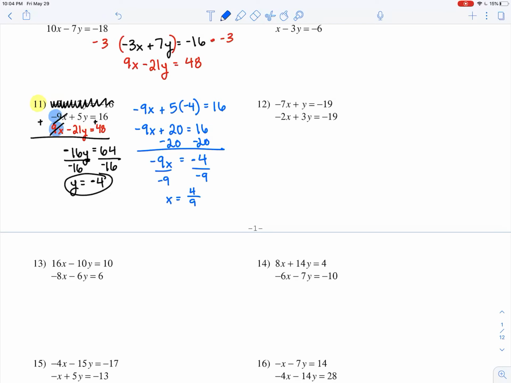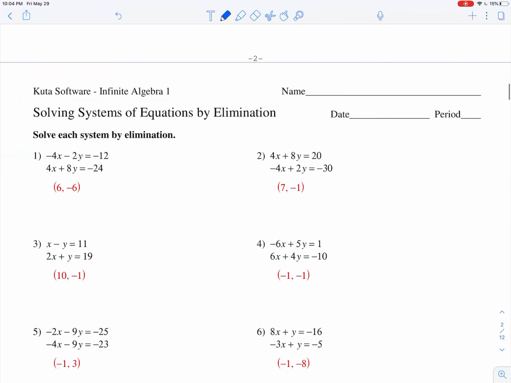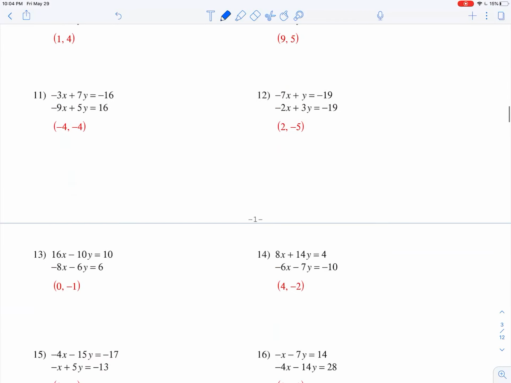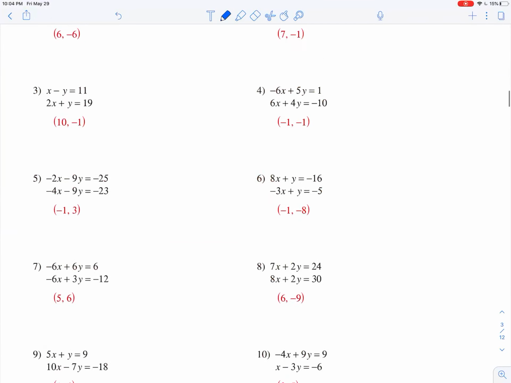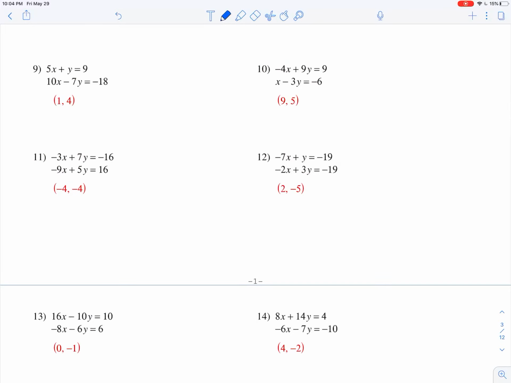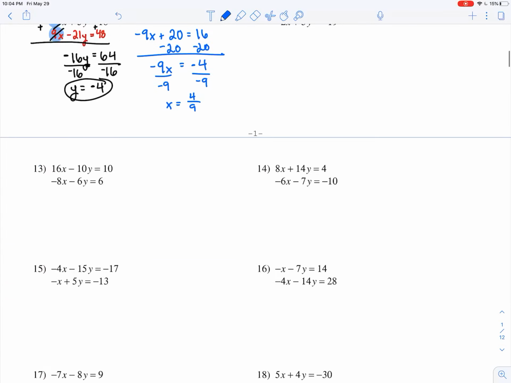Okay, let me double check my answer here really quick. Fortunately we have an answer key. Okay, I did something wrong. Our answer should be negative 4, negative 4. Let's try it again.